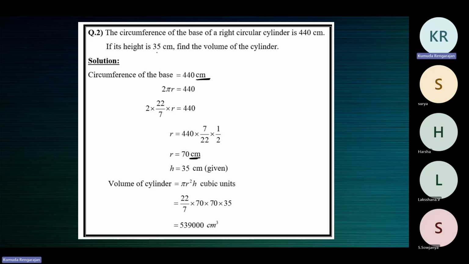H is equal to 35, given. So now we have to find the volume. Volume is equal to pi r square h. This is r, this is h. So you can find the volume.